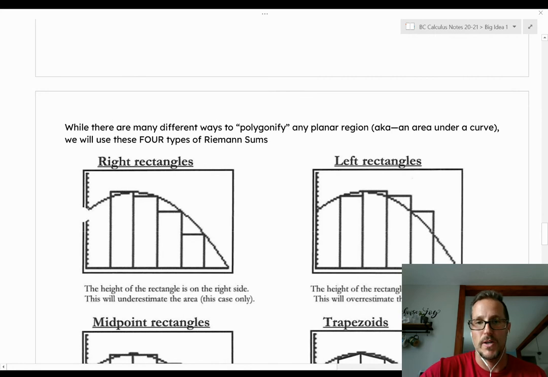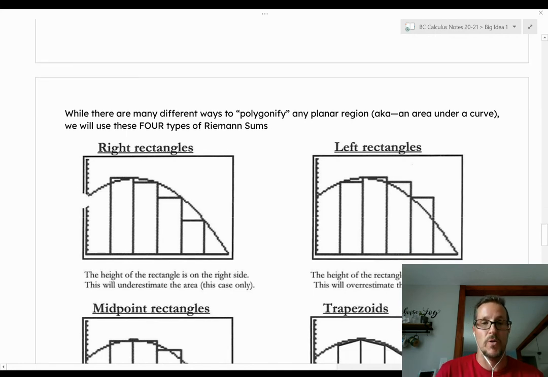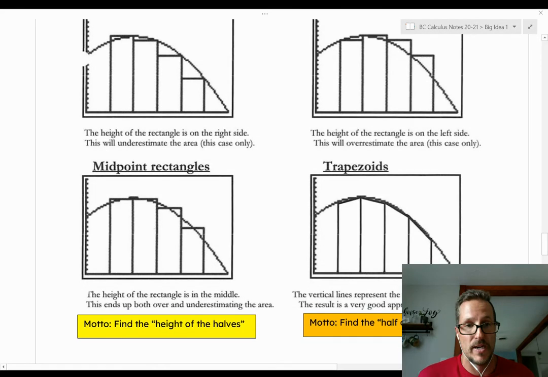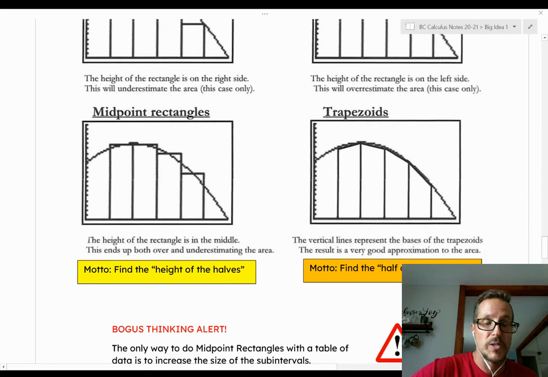Here's a picture of the 4 types of Riemann sums that we're going to use to turn a squiggly topped planar region into polygons, or polygonify a planar region. So we're going to have right rectangles, which I've spoken about, left rectangles, which I've spoken about, trapezoids, and then also midpoint rectangles. Now, midpoint rectangles, that's where we use the middle of each subinterval to define the height. So we have the base, which is the length of the subinterval. Then we're going to find the halfway point of that subinterval and use that to determine the height.